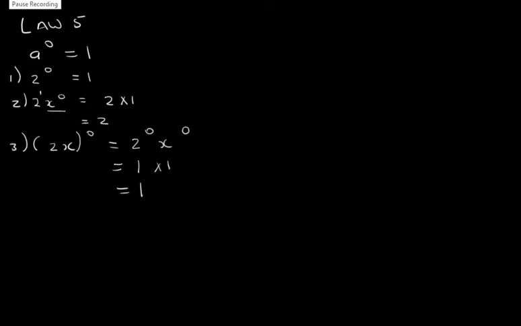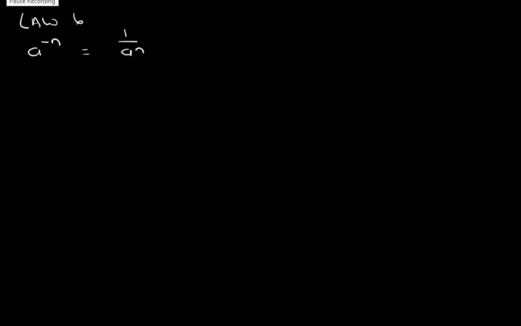Let's look at number 3. We have 2x inside the bracket to the power 0. Now we've got to share that 0, so that will give us 2 to the power 0, x to the power 0, and anything to the power 0 is 1. That will give us 1 times 1, which is 1.